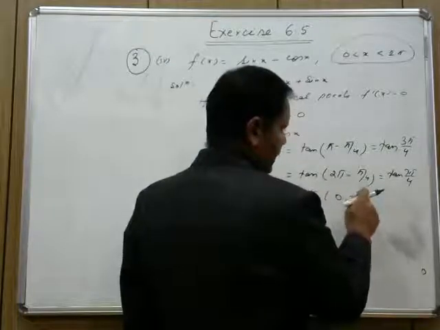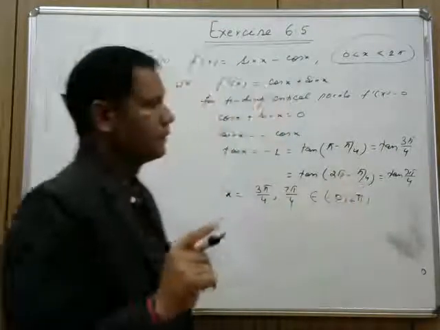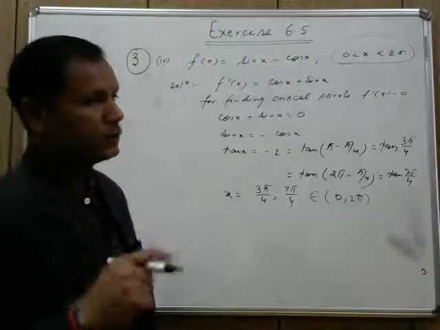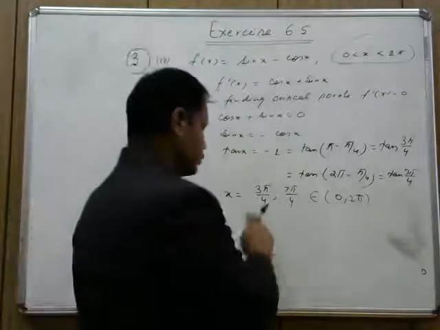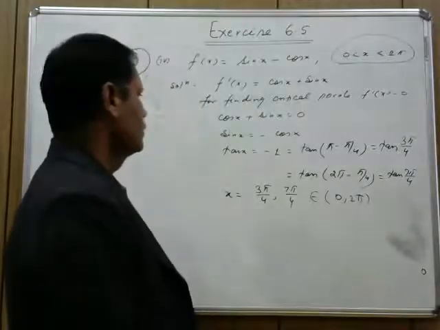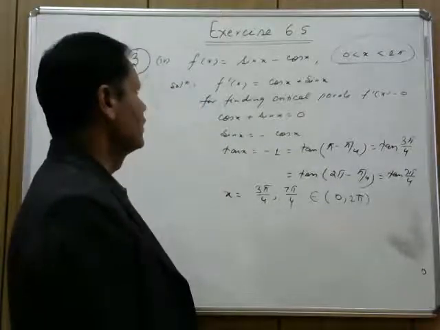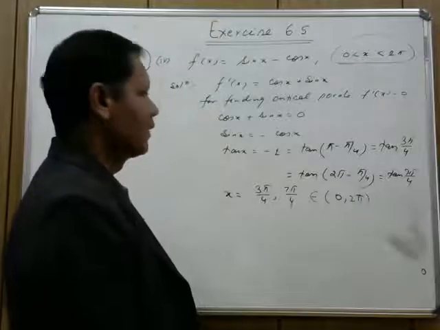Because in the previous question I have taken only one value, because the interval was given 0 to pi by 2. Here the interval is given 0 to 2 pi. That's why we'll have two critical points. Now at both the critical points we'll find the value of f double dash of x.